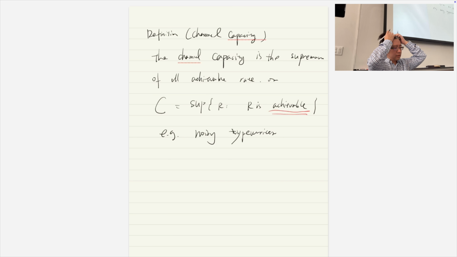Okay, so now let's see a simple case. Let's see how we can get the channel capacity here, right? The noisy typewriter basically means that when we type something, there's a chance that we can get what we type, right? But it is possible to get another one. It's called noisy typewriter. Okay.